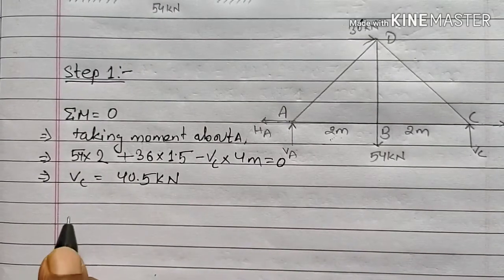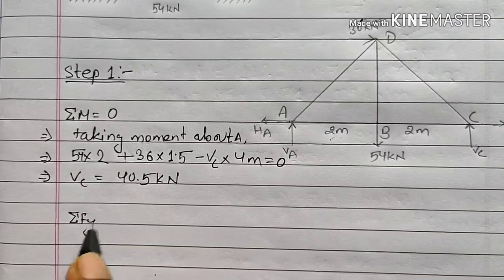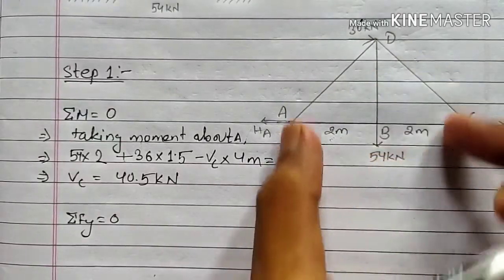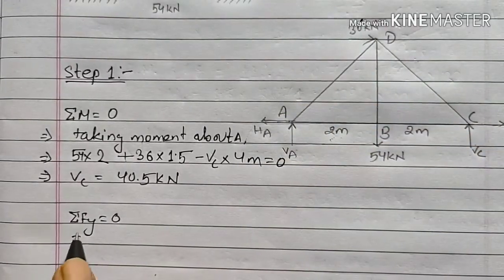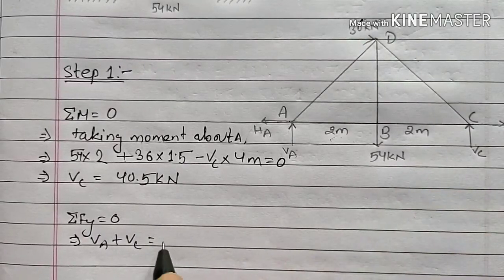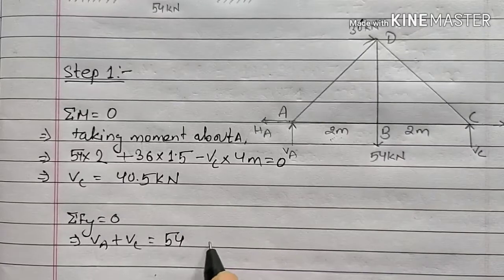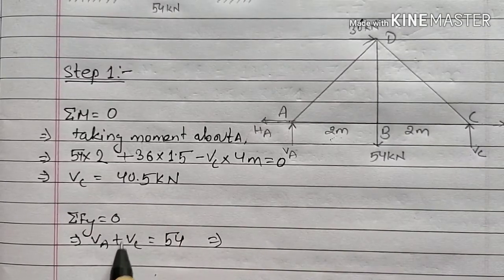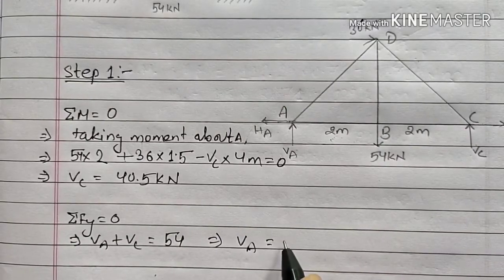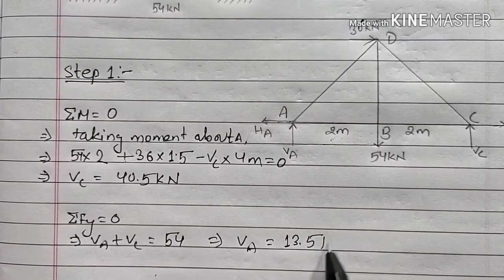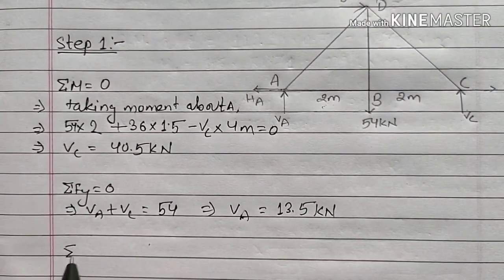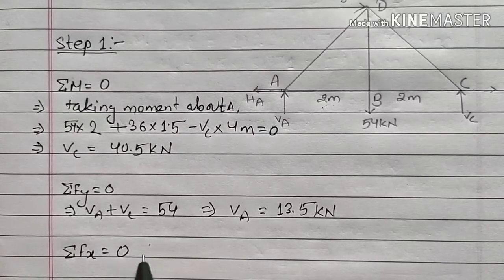Now let's apply summation Fy equals 0, means the force in vertical direction, means Va plus Vc will be equal to, upward force will be equal to downward force. So we will have here Va plus Vc equals downward force, which is 54 kilonewton. And on solving this, putting the value of Vc here, 40.5, we will get Va equals 13.5 kilonewton.